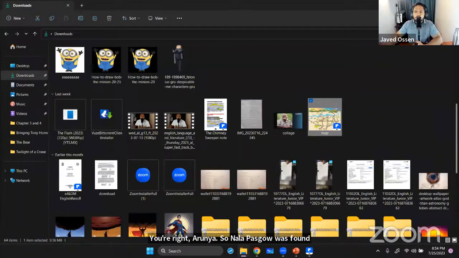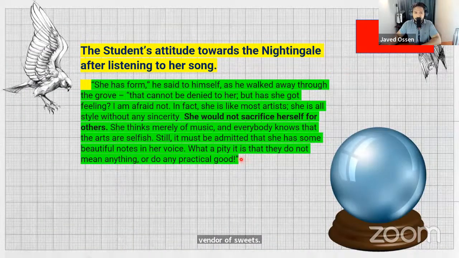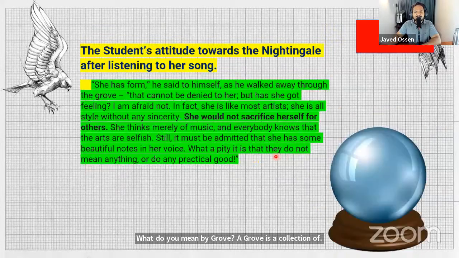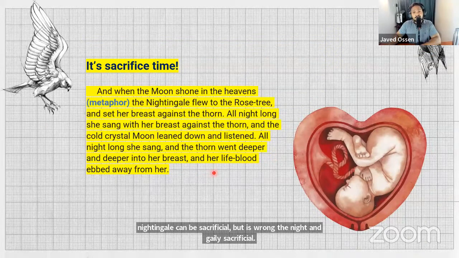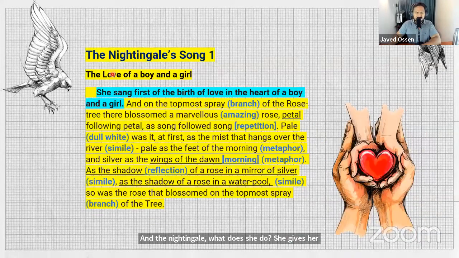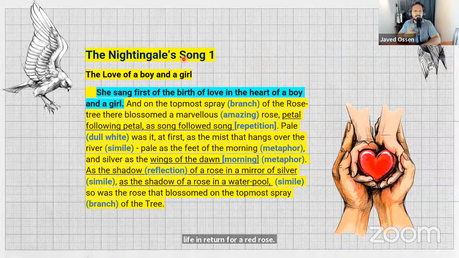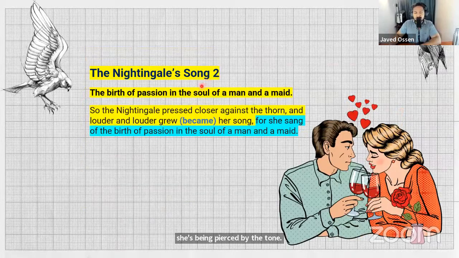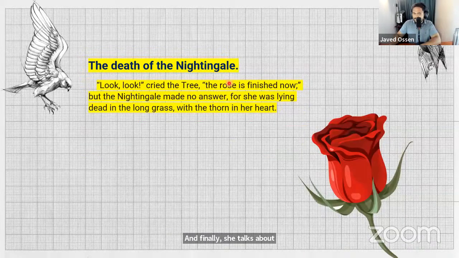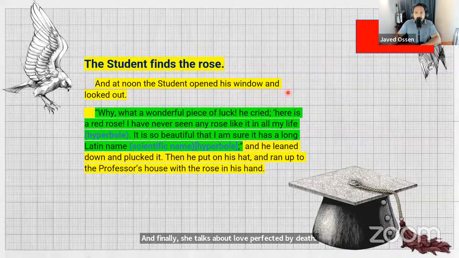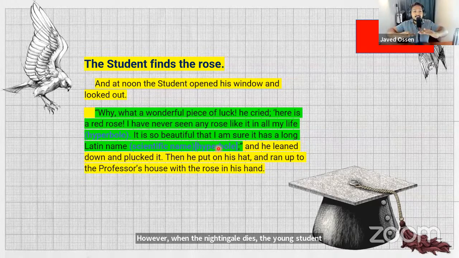What do you mean by grove? A grove is a collection of trees. The young student does not believe that the nightingale can be sacrificial, but he is wrong. The nightingale is sacrificial. And the nightingale, what does she do? She gives her life in return for a red rose. There's also a song that the nightingale sings when she is being pierced by the thorn. She sings of the love of a boy and a girl. Then she talks about the birth of passion in the soul of a man and a maid. And finally, she talks about love perfected by death. However, when the nightingale dies, the young student finds the red rose right under his window.